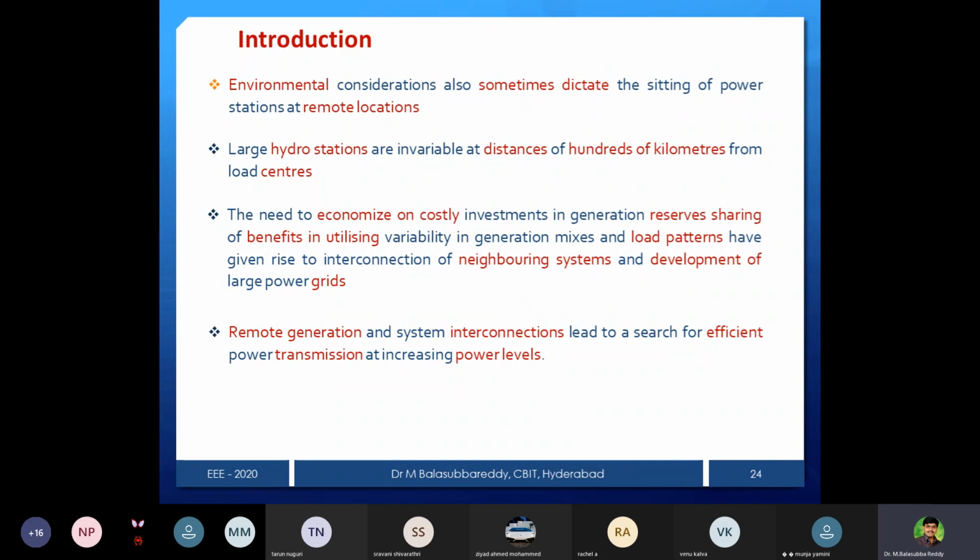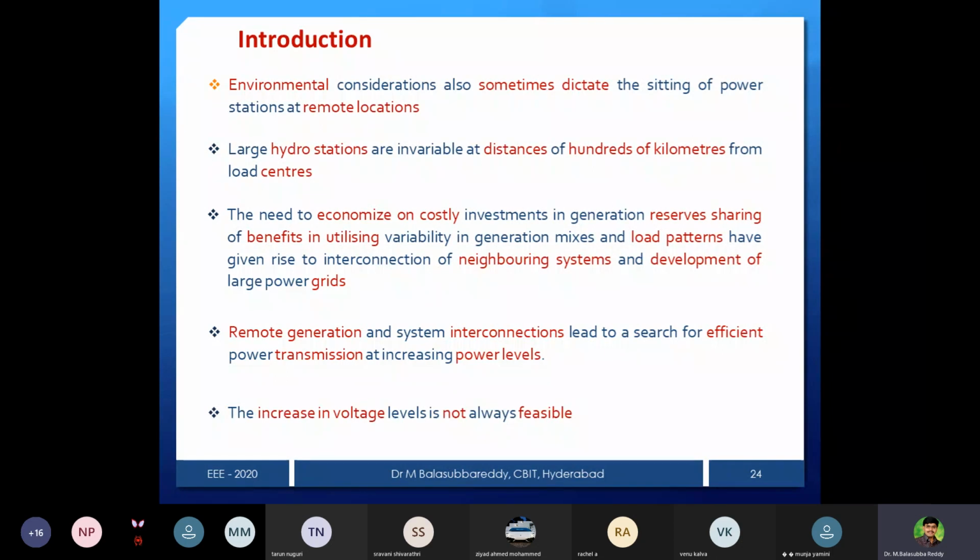Remote generation and system interconnections lead to the search for efficient power transmission at increasing power levels. In remote locations, installation of the plant leads to transmission problems. But now there are microgrids, which minimize transmission losses in general, because wherever the load center is, you can install a microgrid and utilize the power there itself.